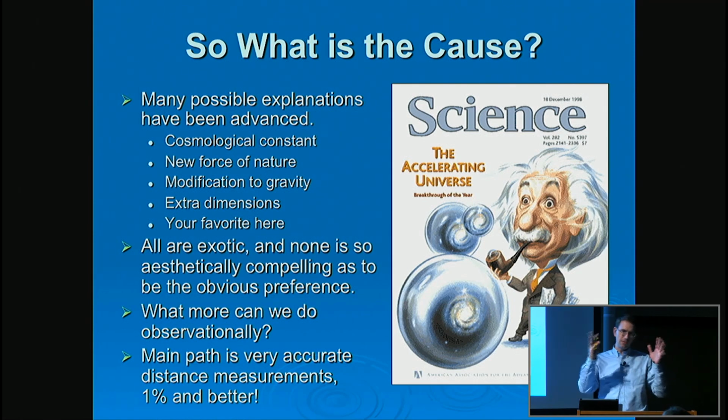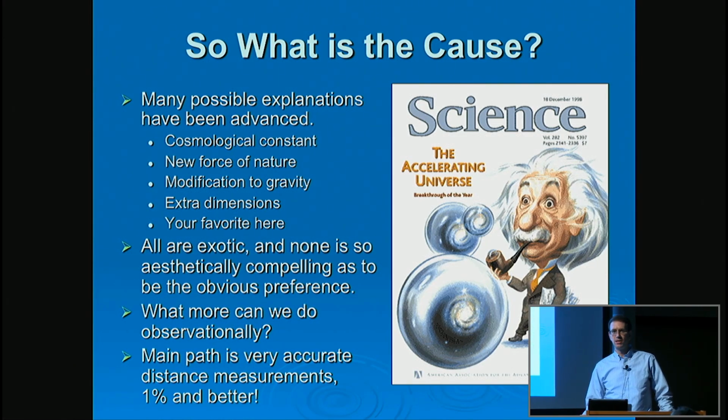There are shelf feet of journals devoted to trying to explain dark energy. And I think, unfortunately, all of these explanations have some exotic or vexing aspect to them. So there's no one theory that's so aesthetically compelling that everybody agrees it's probably the right explanation. Basically, if you ask the proponents of a theory, they all love their children, but getting them to love other people's children, not so much.